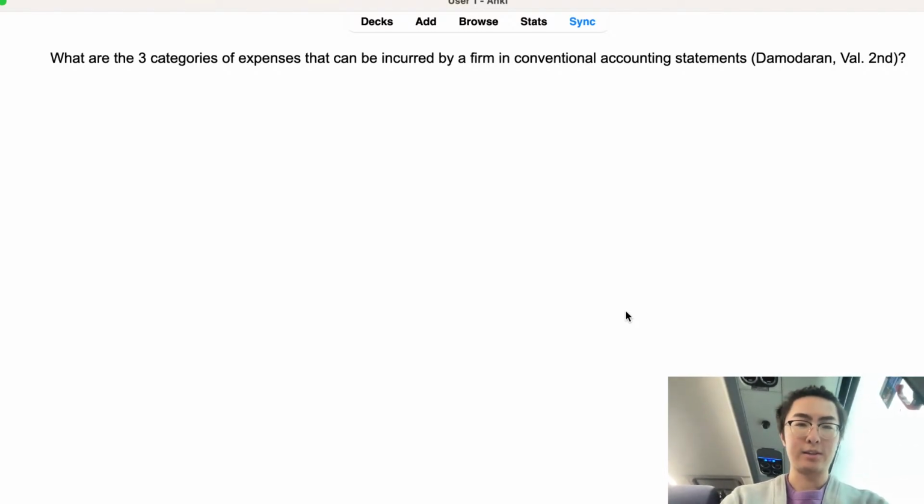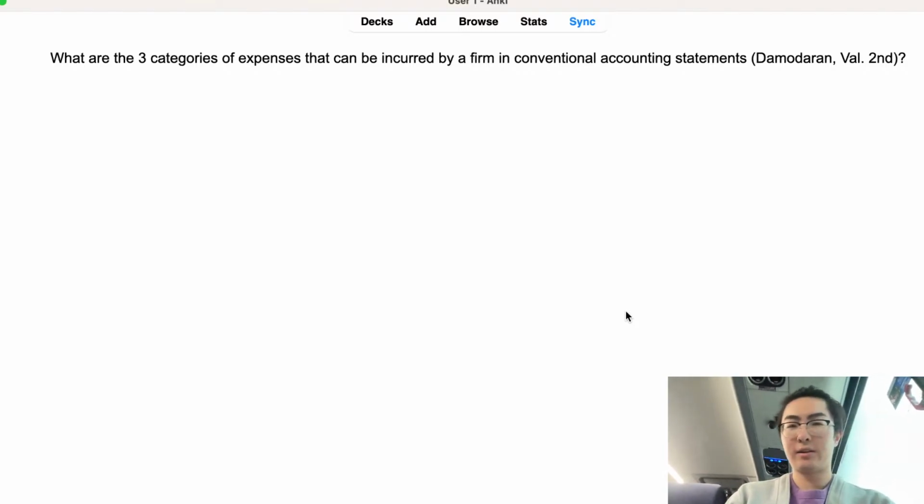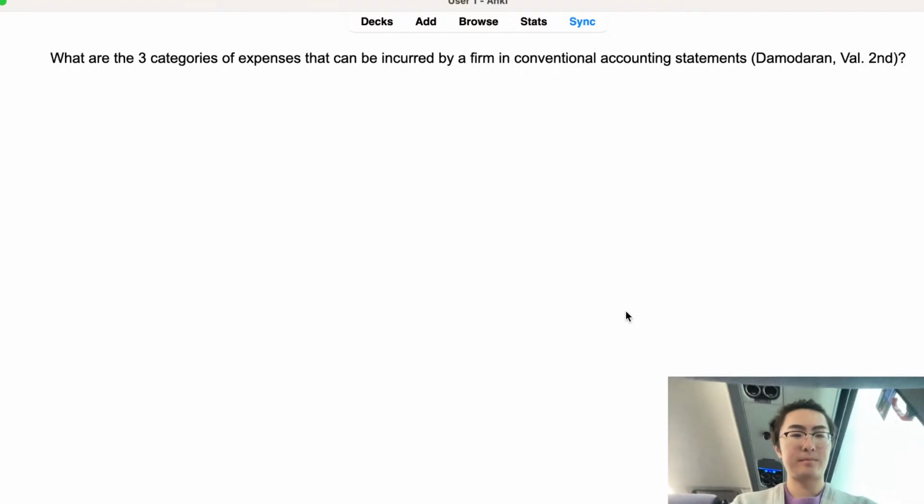And then you also have things like financing expenses. So these are interest payments, foreign currency translation expenses, even possibly fees paid to investment banks for their financing advisorship.